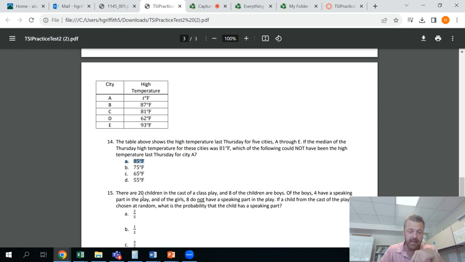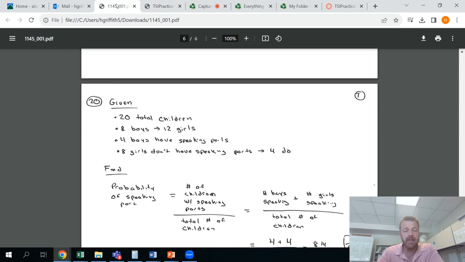We know there are 20 students in the play. We have to count how many have speaking parts. We got a bunch of information: some boys have them, some girls, and so on. Here's how I'd approach this problem. I just bullet every piece of information you're given. 20 total children. There are 8 boys, which means there are 12 girls. There are 4 boys that have speaking parts. We were told that 8 girls don't have speaking parts. Since there are 12 girls, that means that 4 do. So of the boys, 4 have speaking parts, and of the girls, 4 do as well.